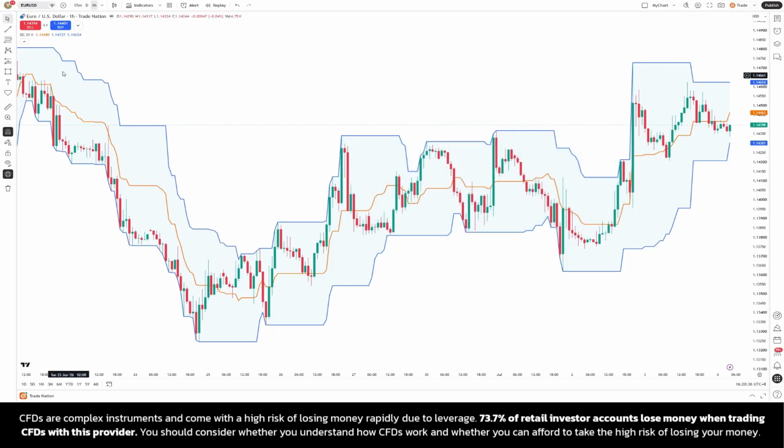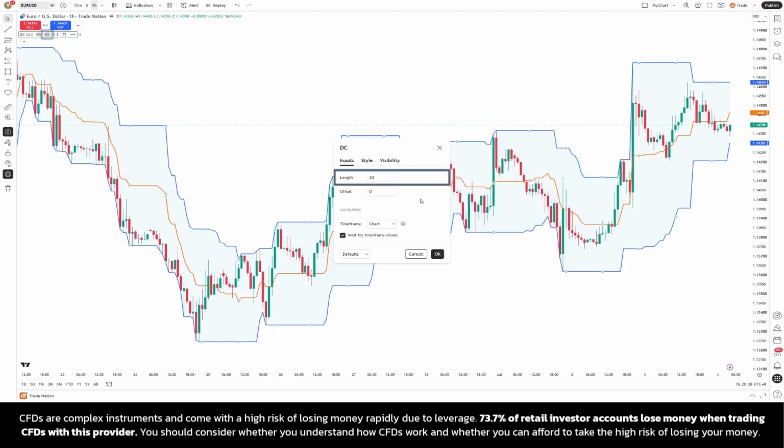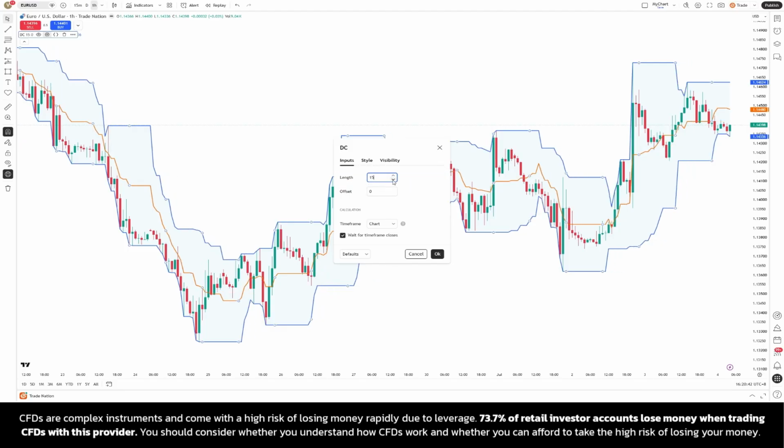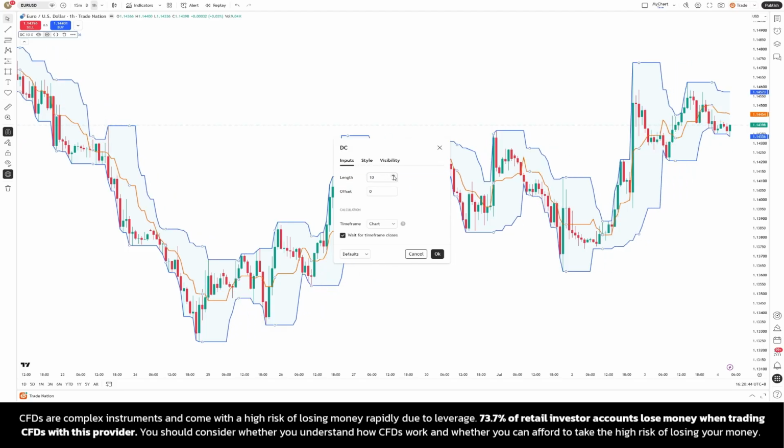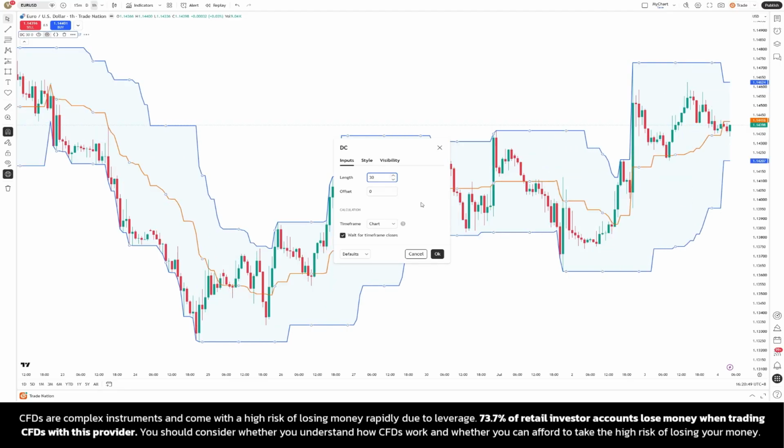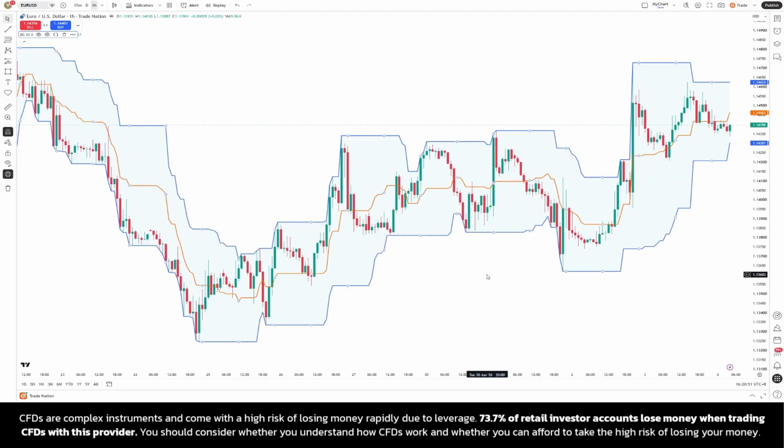The main setting is the lookback length. A shorter length makes the channel react more quickly to new highs and lows, but it can also create more noise. A longer length smooths the channel and focuses on broader levels, but it may react more slowly when conditions change. The right setting depends on whether the analysis is focused on shorter-term movement or a wider market structure.